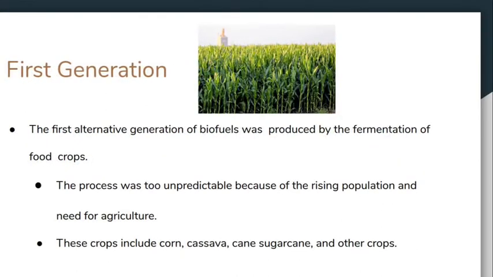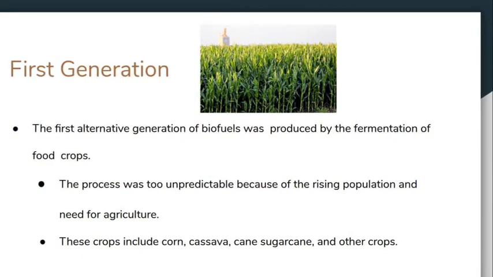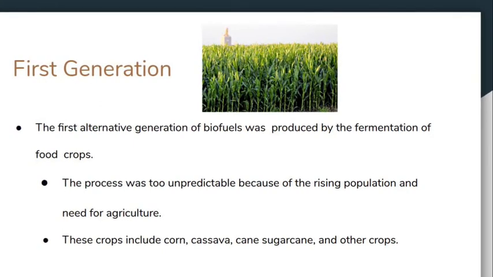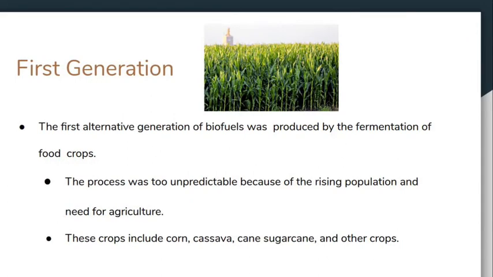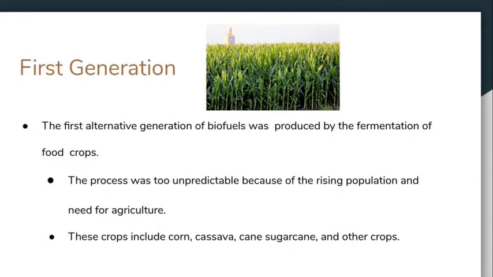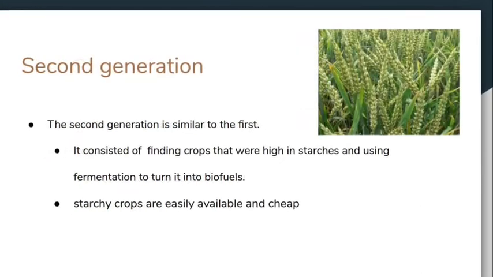First generation. The first alternative generation of biofuels was produced by the fermentation of food crops. The process was too unpredictable because of the rising population and need for agriculture. These crops include corn, cassava, cane sugar, and other crops.